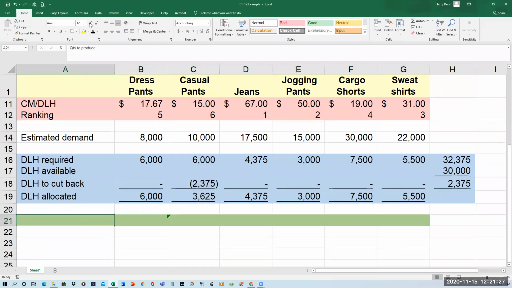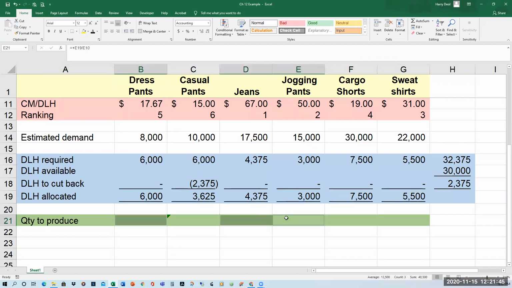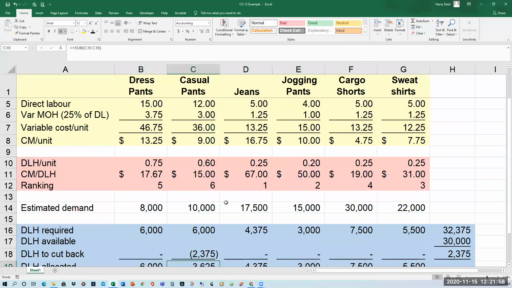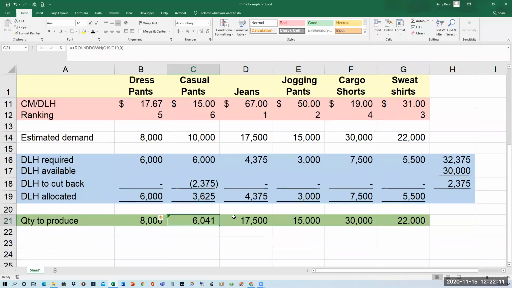So what does that mean then? What is the quantity that we will produce? Well, the long and short of this is that as far as the jeans, the jogging pants, the cargo shorts, the sweatshirts, and the dress pants are concerned, we can produce all of the units that are demanded. But for the casual pants, given that we only have 3,625 hours available and each pair needs 0.6 of a labor hour, we can only produce 3,625 divided by 0.6. Keep in mind that we can't produce a fraction of a unit, so you want to round down: 6,041 pairs. We can't produce the 10,000 pairs of casual pants. The maximum we can produce, given our capacity constraint of labor time, is 6,041.